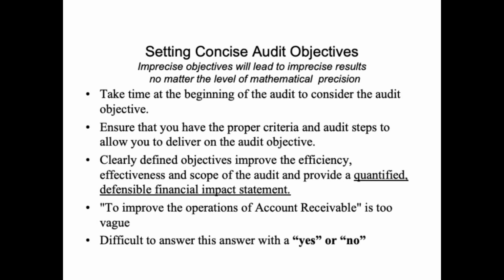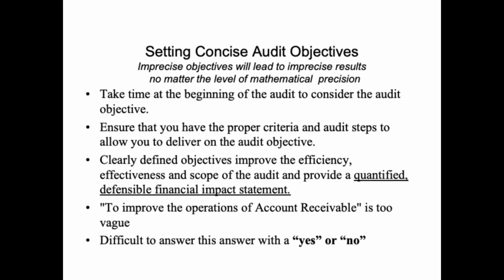The first step in the statistical audit is setting concise audit objectives. Imprecise objectives will lead to imprecise results, no matter the level of mathematical precision. Take time at the beginning of the audit to consider the audit objective. Ensure that you have the proper criteria and audit steps to allow you to deliver on the audit objective.